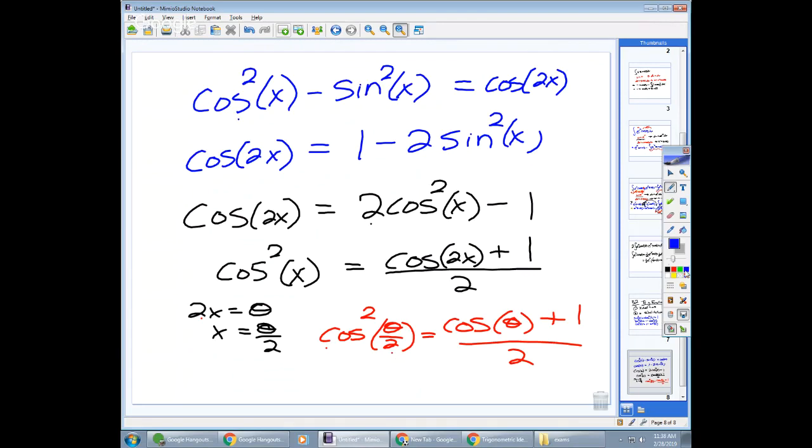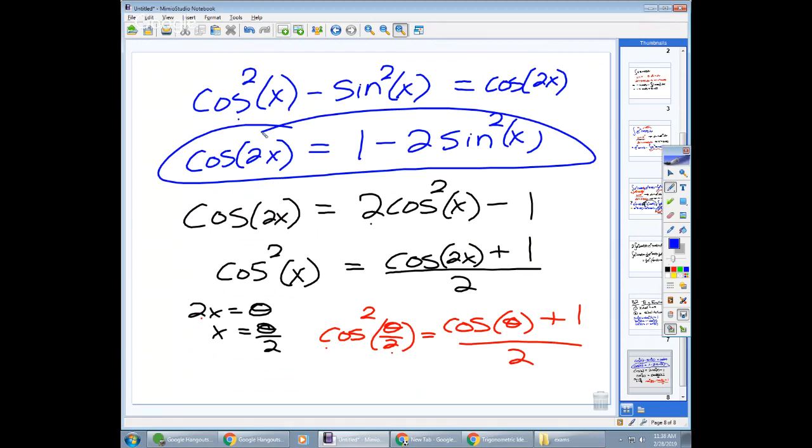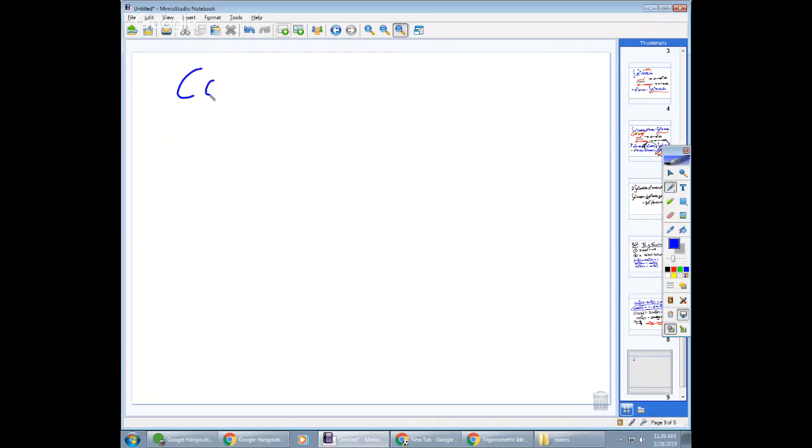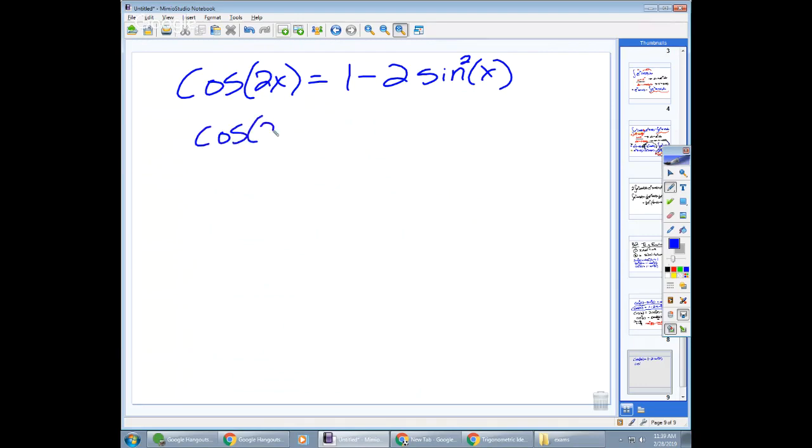Guess what we can do with this one up here? That's where the half angle for the sine comes from. So I want to solve this for sine squared. Okay, so let me bring that to a new page. Cosine of 2x is equal to 1 minus twice sine squared of x. So I want to get the sine squared alone, so I would subtract 1 to the other side. That gives me negative 2 sine squared of x. Divide by negative 2.